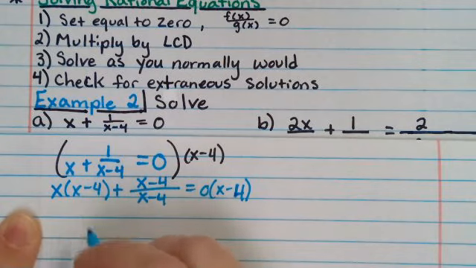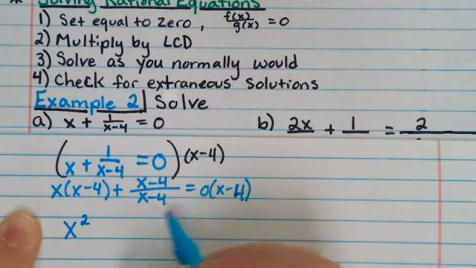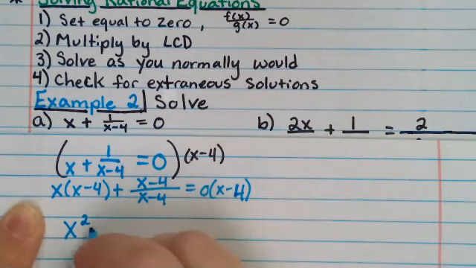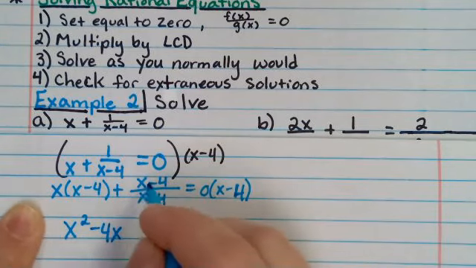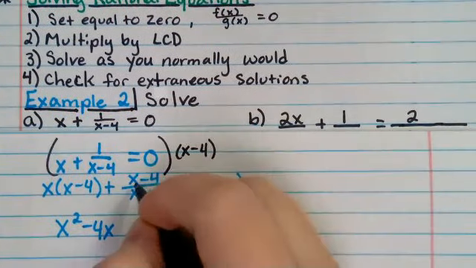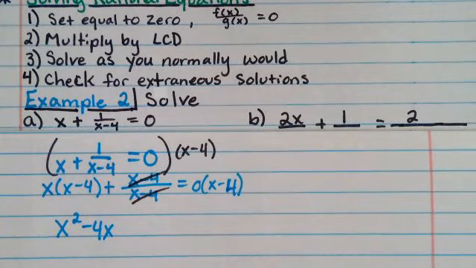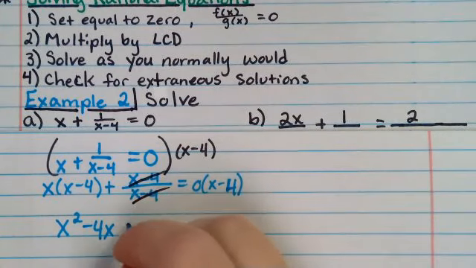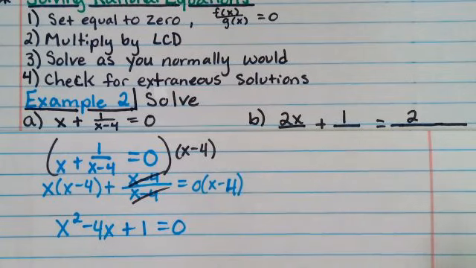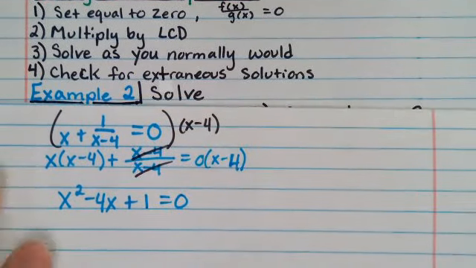Okay? So what happens, though, is we get to distribute here, where I would just end up having x times x is x squared. X times a negative 4 is a negative 4x. X minus 4 over x minus 4, those two cancel each other out so that there is no fraction anymore. This is plus 1. And then 0 times anything is always just 0. And this becomes a lot more simple to solve.